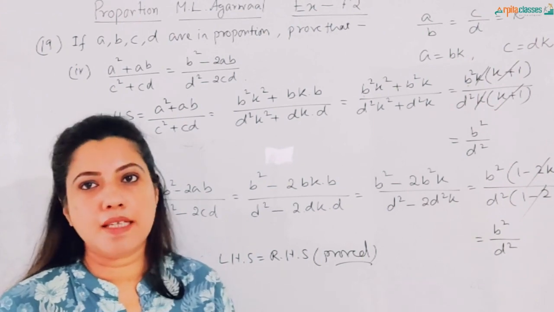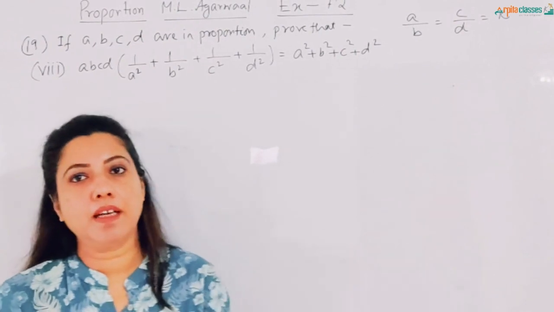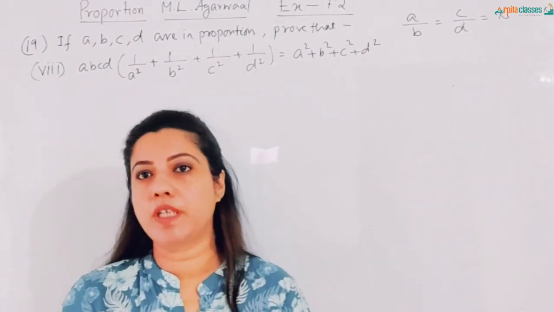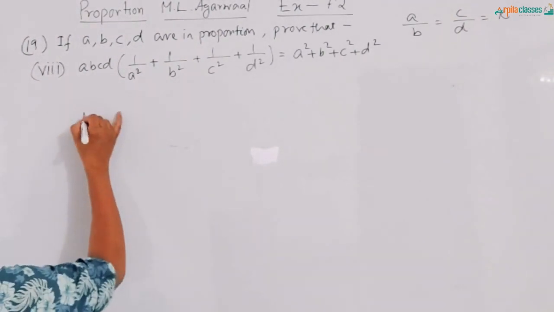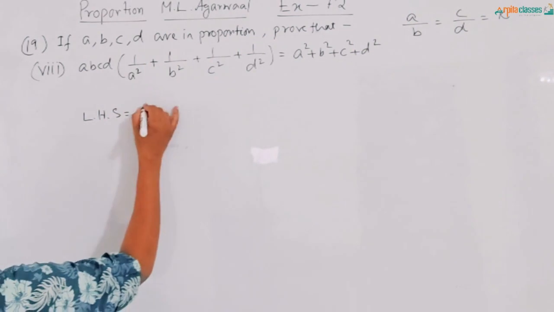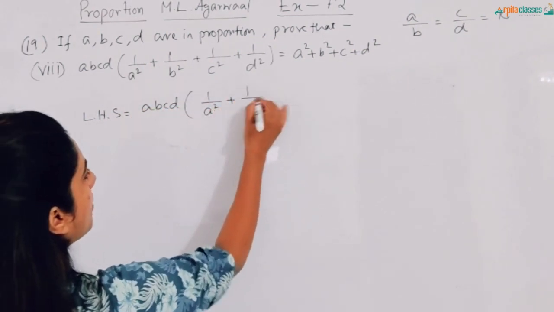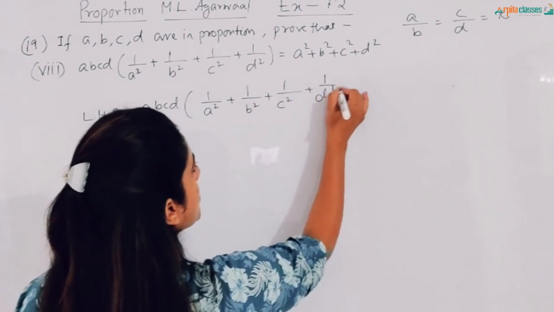So let me do the last sub question of question number 19. So this is the 8th sub question of question number 19. In between, I left 2-3 sums which you should try on your own. Let us start with the 8th sub question. Let us take left hand side, that is ABCD whole into 1 upon a square plus 1 upon b square plus 1 upon c square plus 1 upon d square.